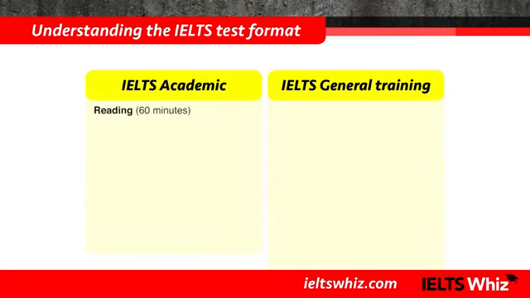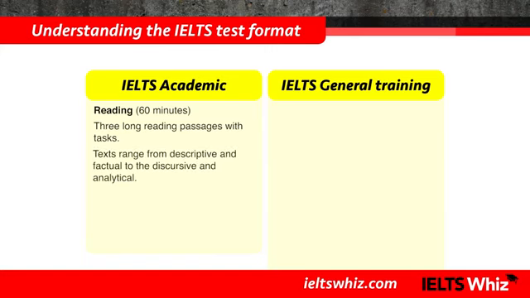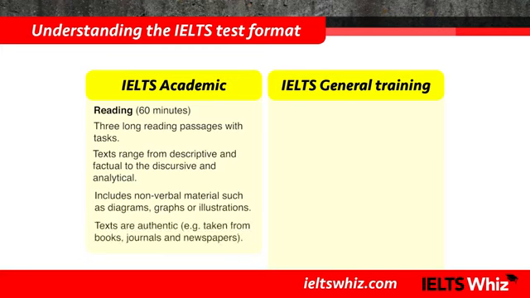The IELTS academic reading test takes 60 minutes, and during this you will read 3 long reading passages with tasks. The text you read may range from descriptive and factual to the discursive and analytical. Some of the reading material that is included is non-verbal material, such as diagrams, graphs, or illustrations. The texts you read are authentic or real and have been taken from books, journals, and newspapers.